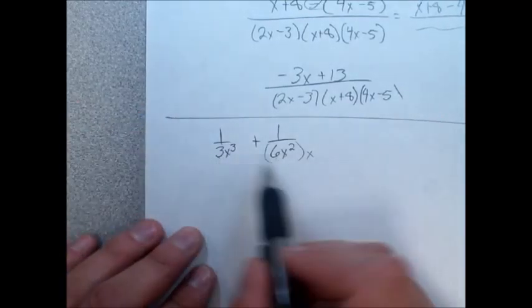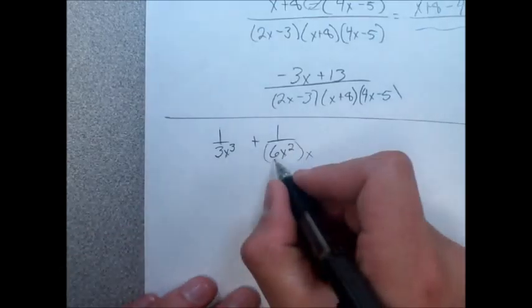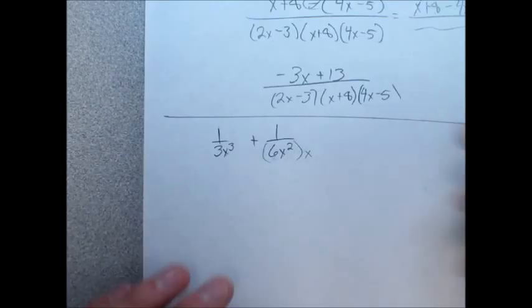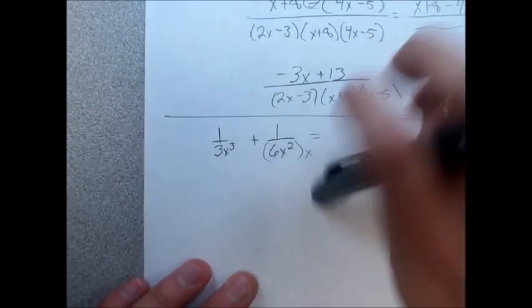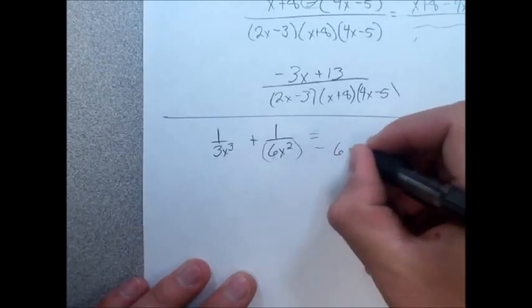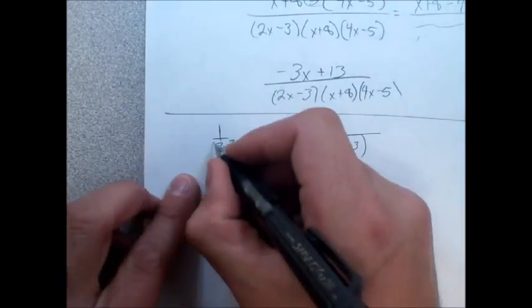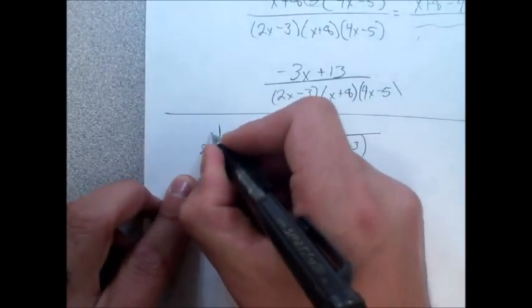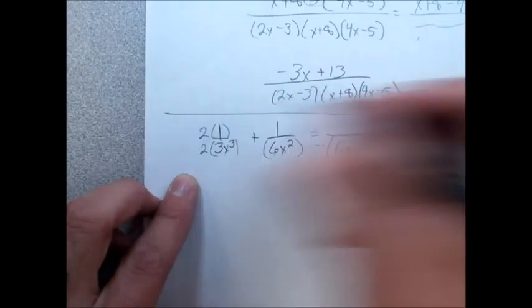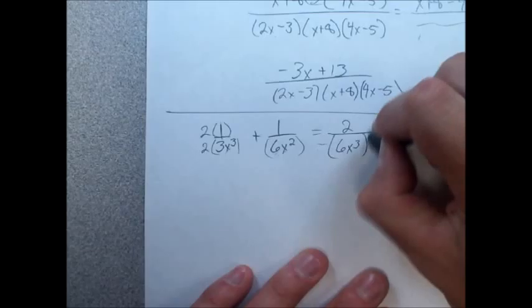A lot of people just want to multiply that, but with our calculator function, it'll help you find the least common, which is actually just 6. So if my common denominator is 6x to the third, I have to ask myself, what did I multiply this by to get 6x to the third? I multiplied it by 2. So what I do to the bottom, I must do to the top. So now this is 2 over 6x to the third.